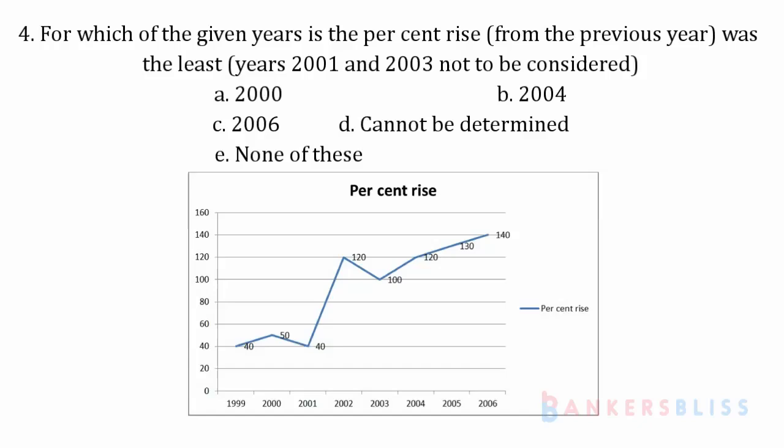Problem number 4. For which of the given years is the percent rise with respect to the previous year the least? Years 2001 and 2003 are not to be considered, because in those years it is not increased but decreased. For which of the given years is the percent rise the least with respect to the previous year? With respect to previous year data, you have to compare.